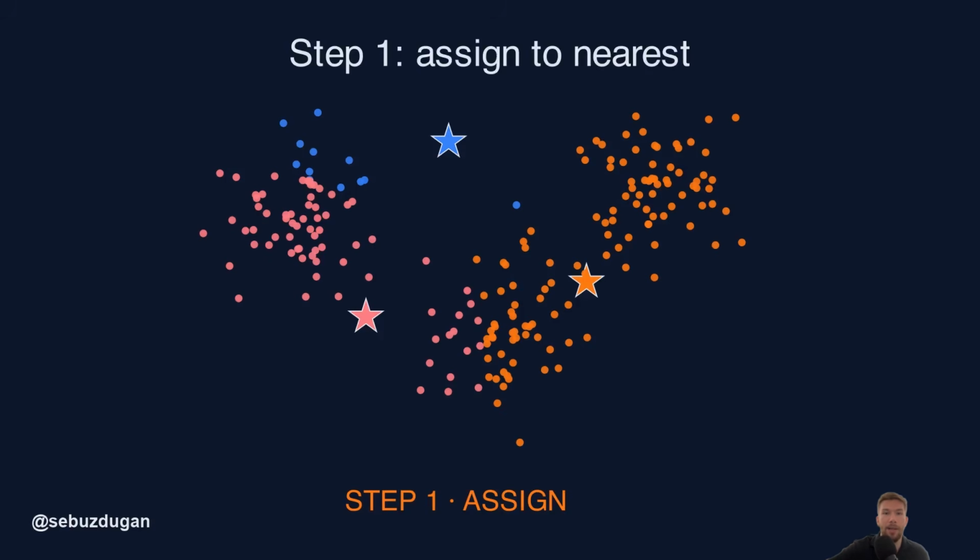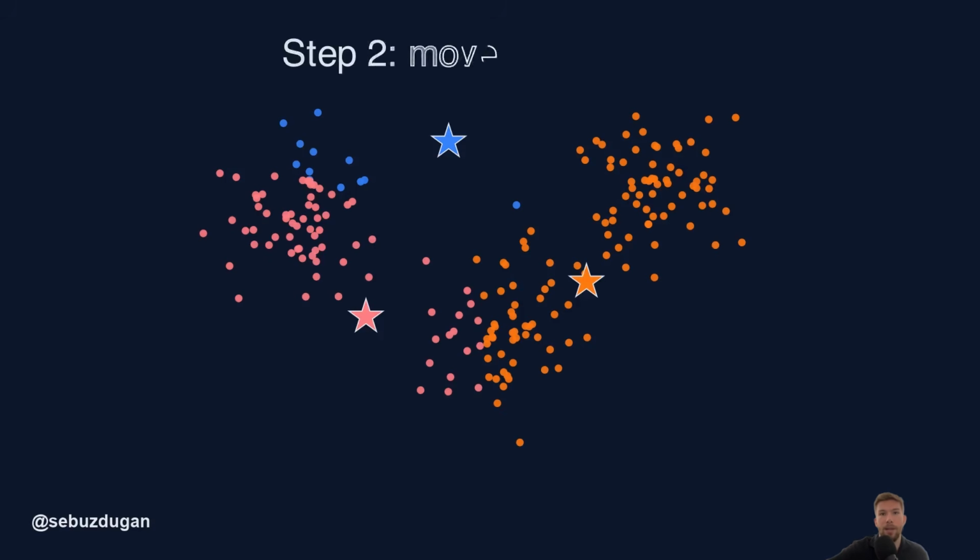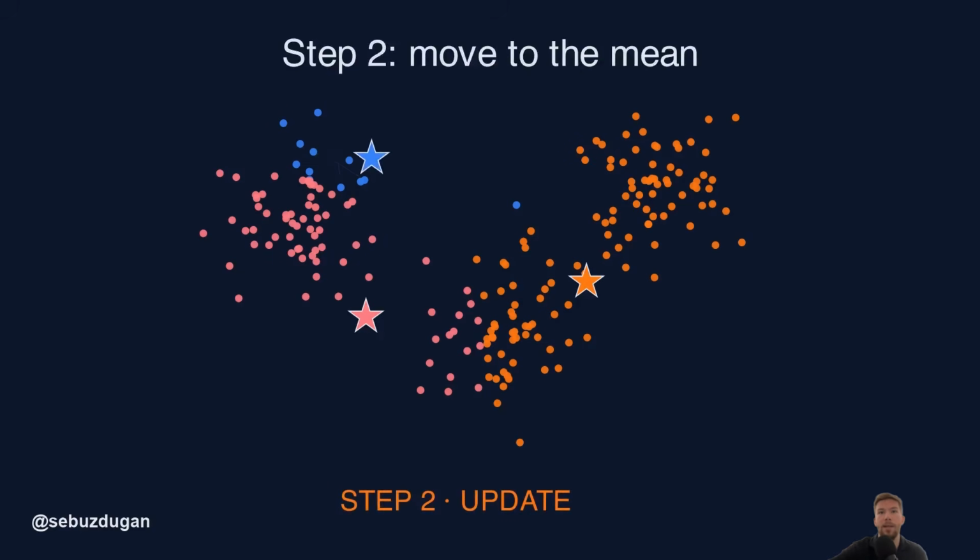Then we have the second step. We call it the update step. Each centroid slides over to the average position of its own team, the center of mass of all its points, and that is the whole engine, right there. Assign every point to its nearest center, then move every center to the mean of its points. 2 steps, and now you just repeat.